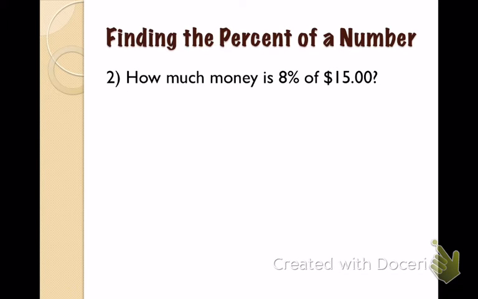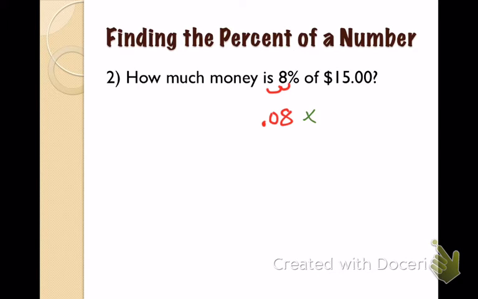Oops, let's go ahead and fix that. All right, once, twice, so that's 0.08. Remember, the single digit numbers always have that 0. Of means multiply, and $15 is just 15. So I'm going to go ahead and multiply that.